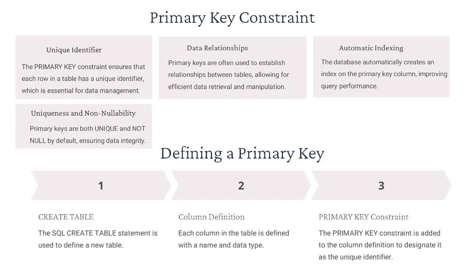One of the benefits we get from a primary key is that the database system automatically creates an index on the primary key column. This index improves query performance by providing a faster way to locate specific rows based on the primary key value. A primary key constraint is unique and not null, which means that the column designated as the primary key must contain unique values and cannot be empty, which ensures data integrity and prevents inconsistencies.